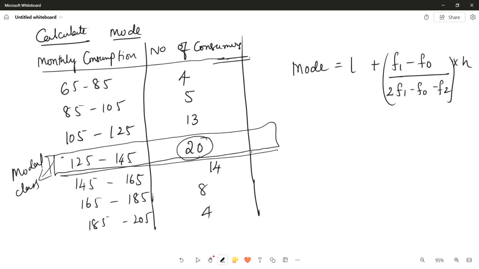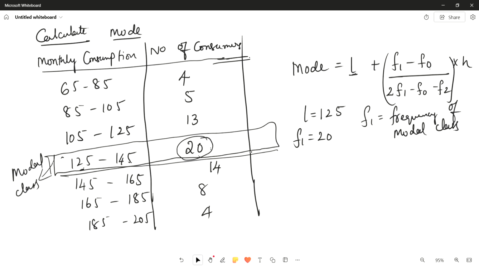Now what is L? First you have to check for the modal class. L is the lower limit of the modal class. So L is equal to 125. F1 is the frequency of the modal class. So F1 is equal to 20.